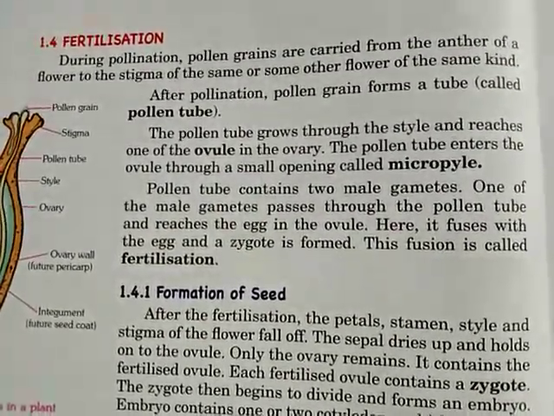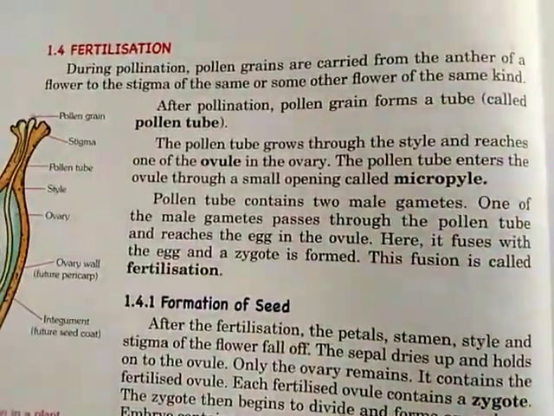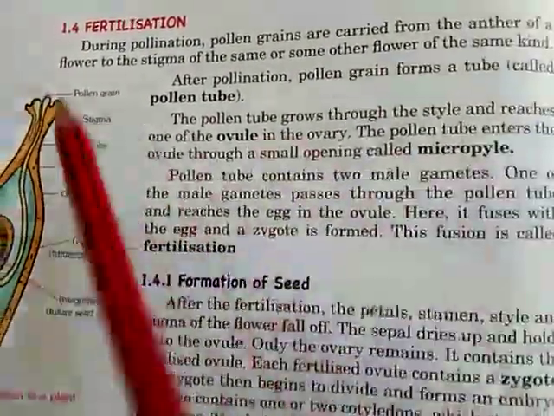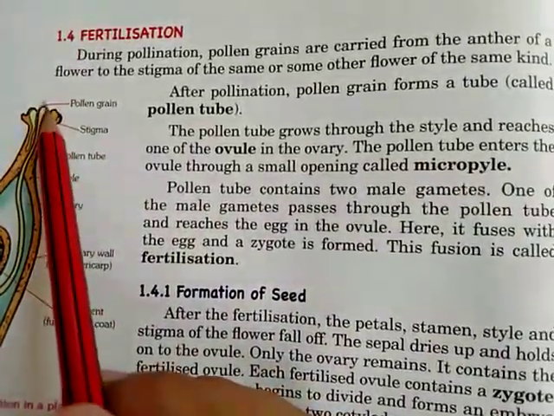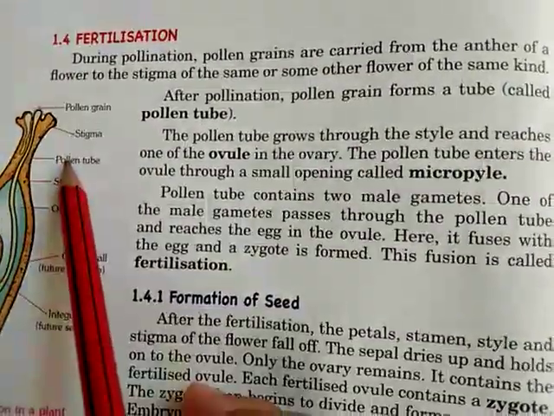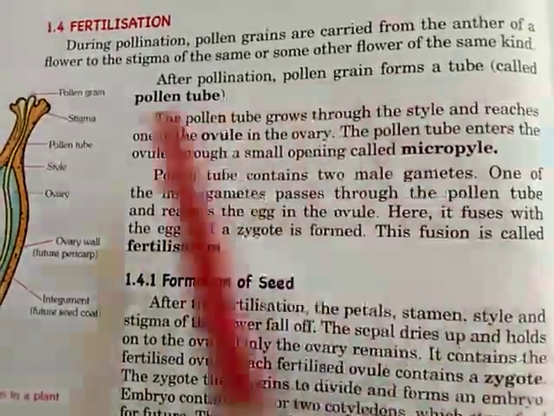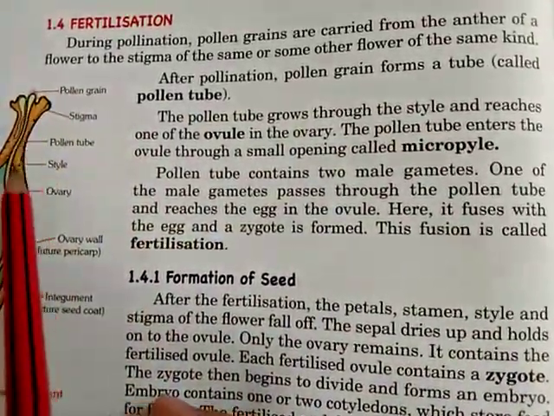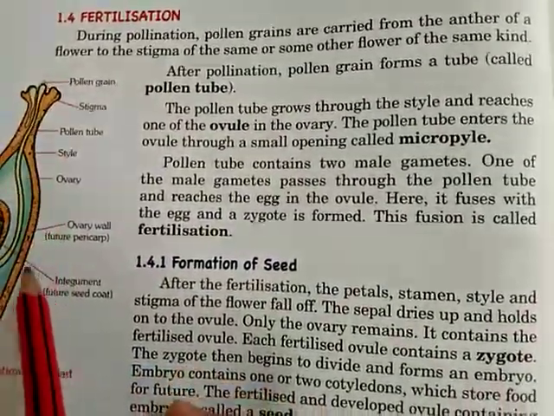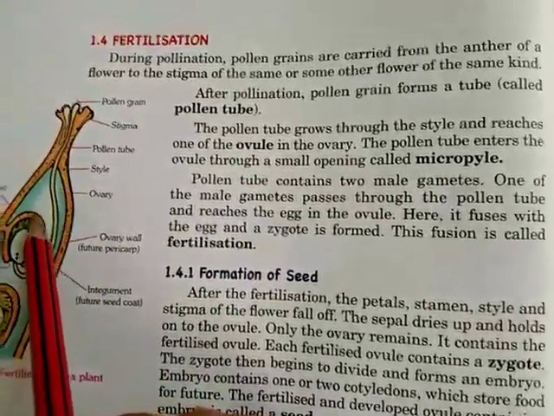So what happens after pollination? These pollen grains form a tube-like structure which is known as the pollen tube. In the diagram you can see here, this is the stigma. The pollen grains have reached here and are forming a tube-like structure known as the pollen tube. This pollen tube grows through the style and reaches one of the ovules which are present inside the ovary.